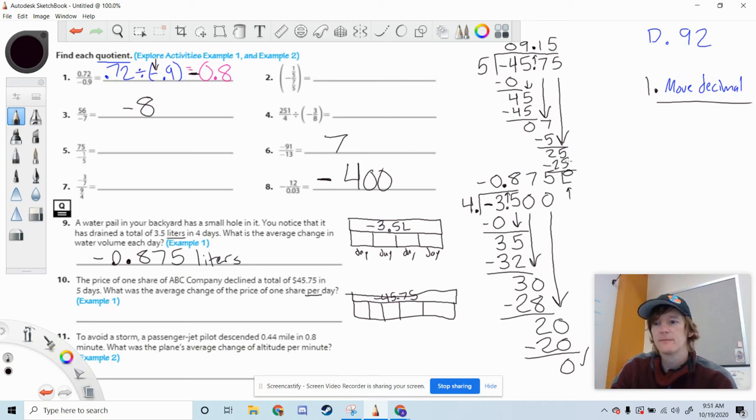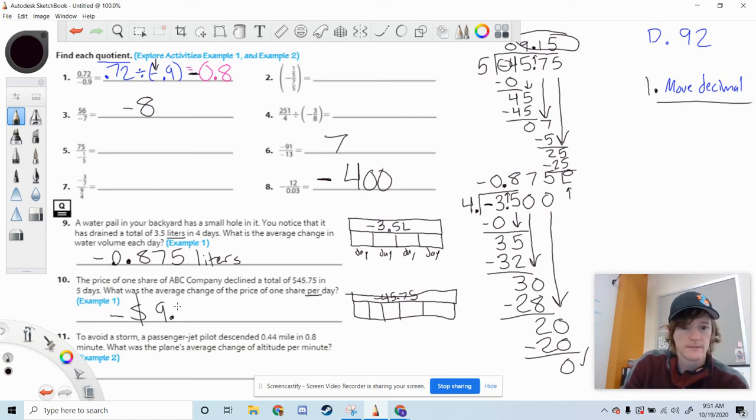Subtract. I get 0. So I have the answer here, 9.15, and it was declining, so I have to have a negative. It went down $9.15 each day. Make sure it's negative. Make sure you have a dollar sign because that's our label on this problem.